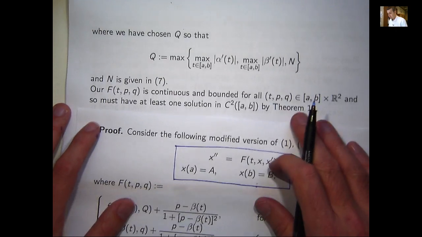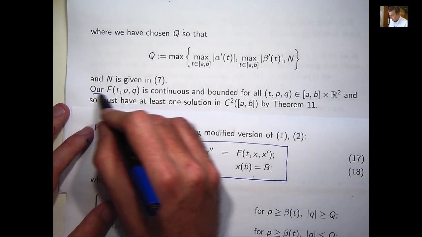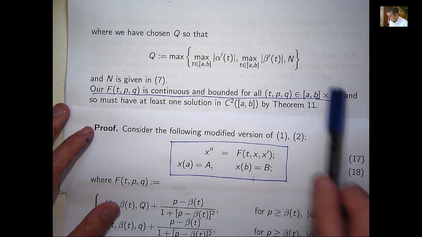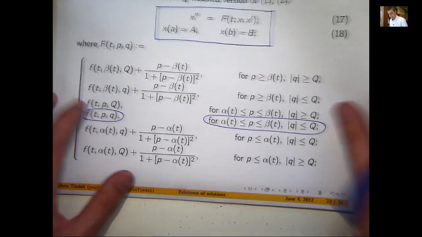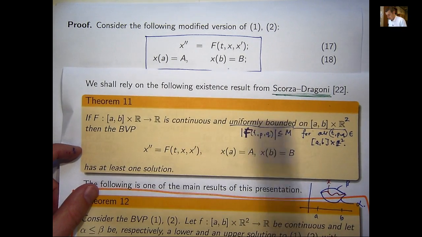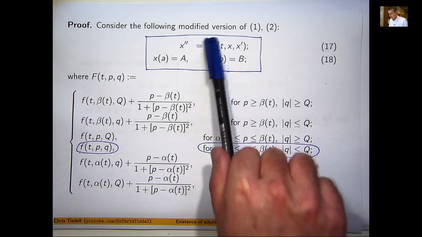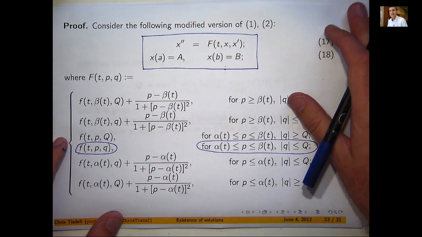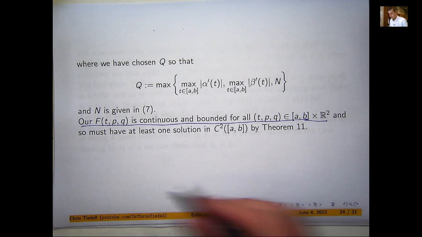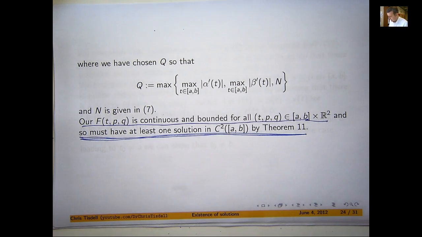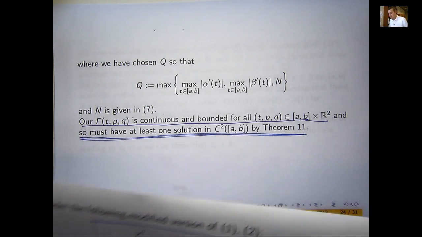So now this is important. Our F is continuous and bounded, uniformly bounded on this set. Therefore, by theorem 11, this boundary value problem for this big F must have at least one solution. So that's really important. Okay, now what we're going to do, so you may think, well, so what?